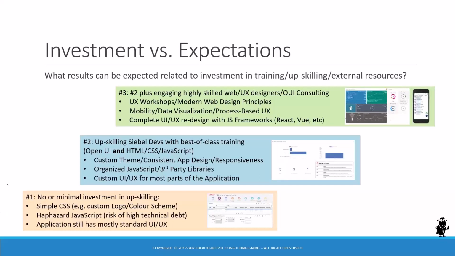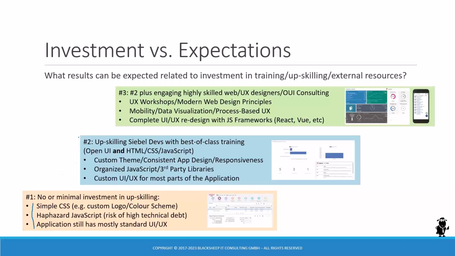Then you could start here. You decide, okay, we don't invest any money. We just go with the Siebel developers we have. And those Siebel developers, they are really good. And so they can do simple CSS. They write haphazard JavaScript with the risk of high technical debt. And the application still looks mostly like standard Siebel. So there are only a few changes here and there. So it looks like a hybrid of something weird and something standard. And that is the low-cost approach, and nobody's really happy with that.